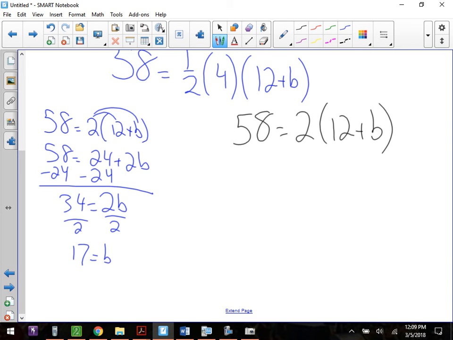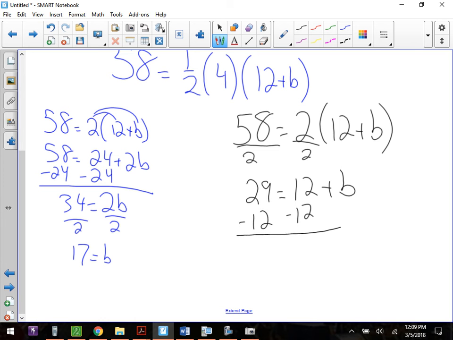What's that? Exactly. The other way you could do this, guys, is that right off the bat, since this is 2 times junk, if I divide it by 2 right away, what's half of 58? 29. And then what? Does it matter which way you do it?